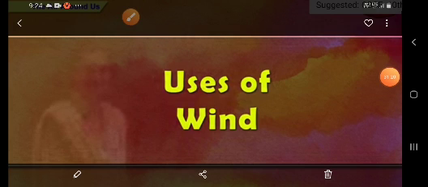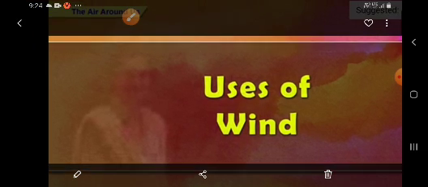So children, we also studied about wind. Moving air is called wind. When there is movement in the air, it is called wind. Now we will read about some of the uses of wind.